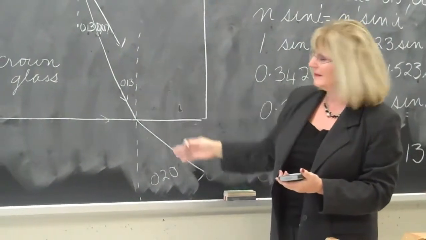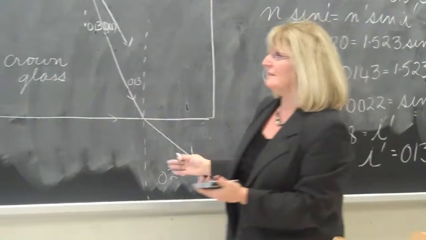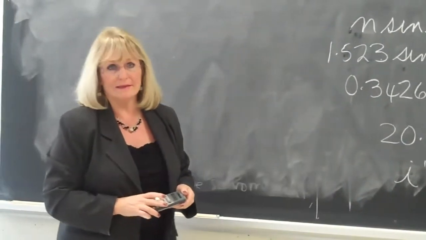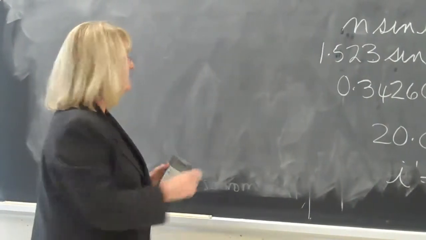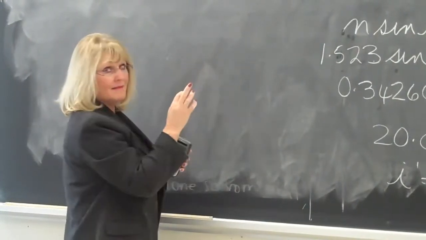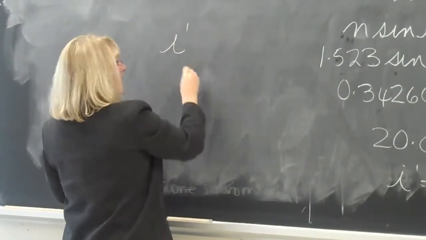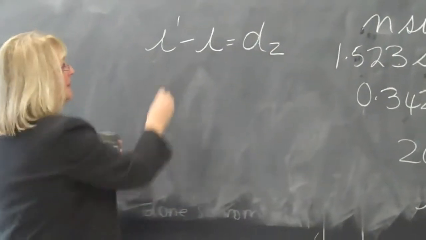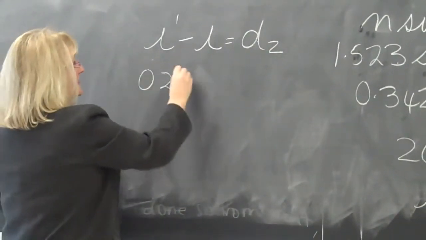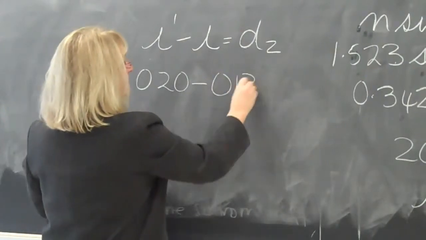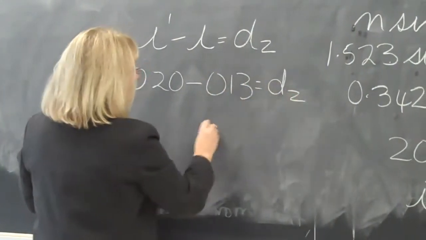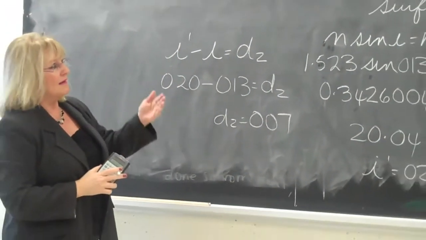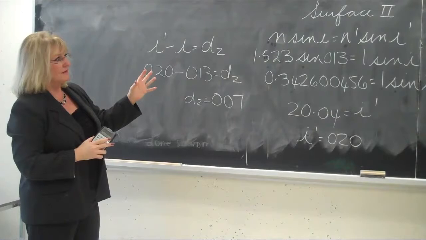Now, we still have to calculate the angle of deviation. If you need a formula for that, I always tell students it's a big angle, subtract a little angle, because we don't work in negative angles. So if you needed a formula, this time at this surface, it would be I prime subtract the angle of incidence would be equal to D2. So that would be 20 degrees subtract 13 degrees is equal to D2. D2 would be equal to 7 degrees. So it's unique. It's different than a prism.